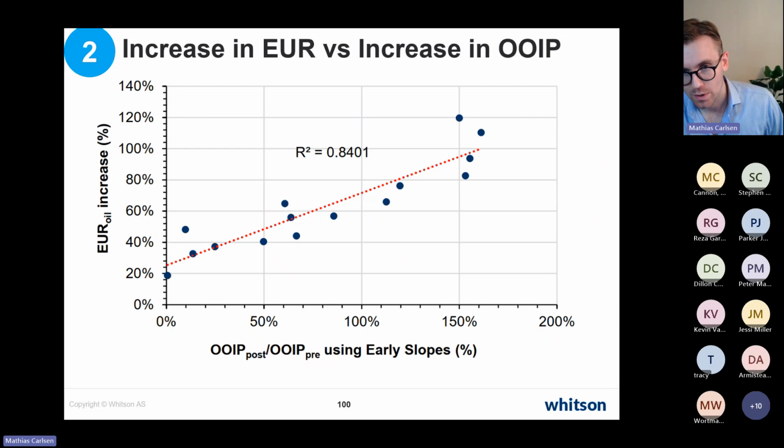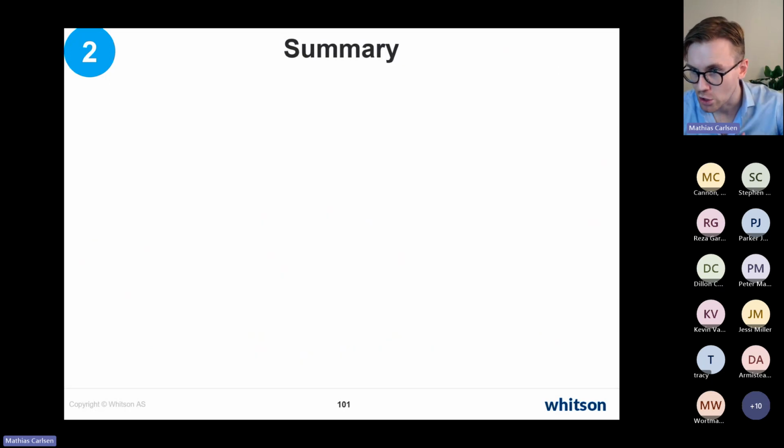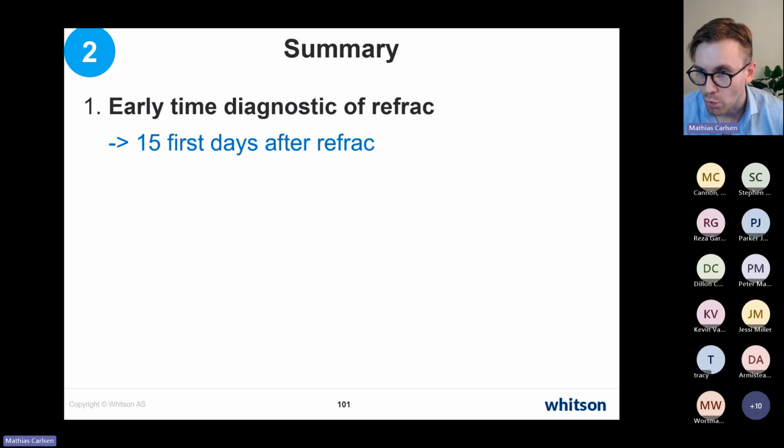what they saw in the delta change. Some of the wells have had a lot of production data, so you can have pretty good confidence in your EURs, and then you compare that with the delta in uplift. Here it's important to say that this early time slope was picked after 15 days. So their summary was that they could use this early time diagnostic of a refrac, and after 15 days pretty comfortably say whether or not there is a long-term impact of that refrac.